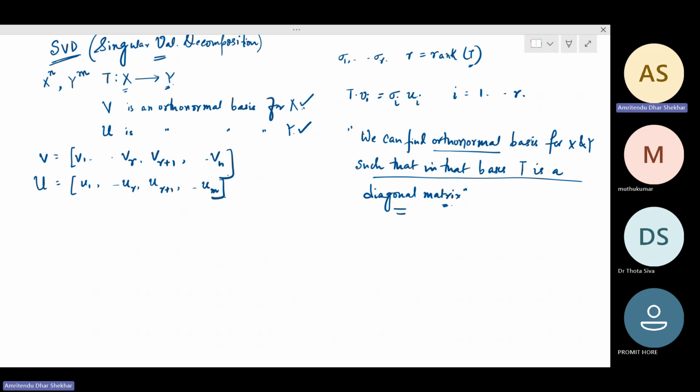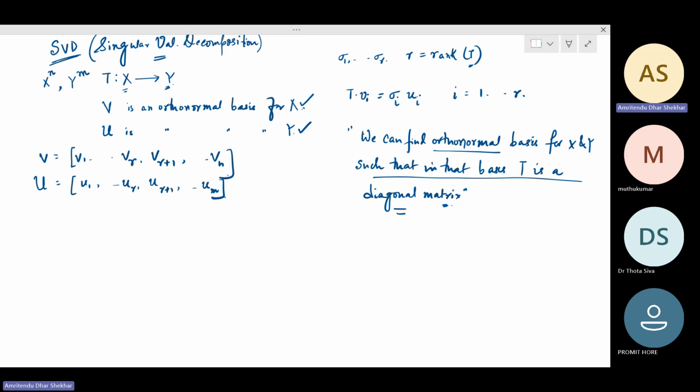Because once you include this orthonormality, you're also stating some things related to the inner product of the spaces, right? So it's obviously a stronger statement.